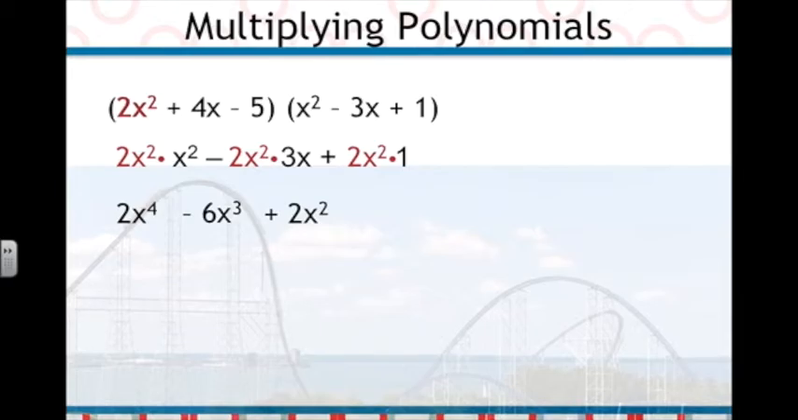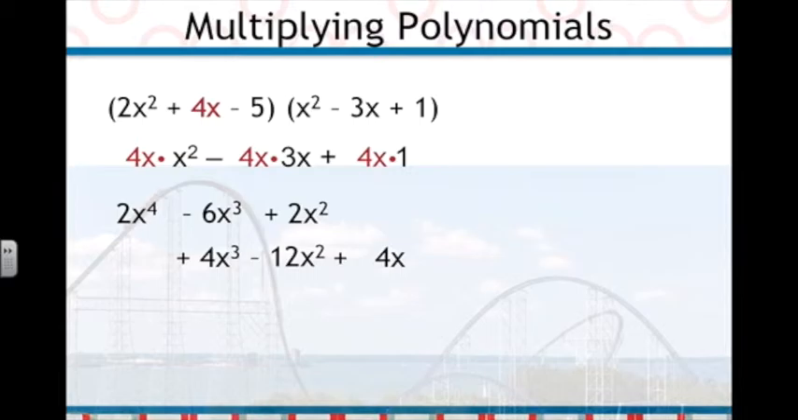Next, we need to distribute the plus 4x to each of the terms in the second trinomial. 4x times x squared is 4x cubed. 4x times the minus 3x is a minus 12x squared. And 4x times 1 is 4x.